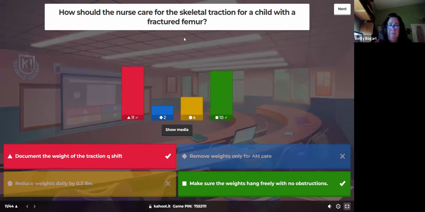And what else you're going to do? Document neurovascular signs. You never reduce the weights. You never remove the weights. If you can imagine a fractured femur, you take the weight off, those bones are going to dislodge. You're going to cause muscle spasms and pain. Never, ever remove the weight.